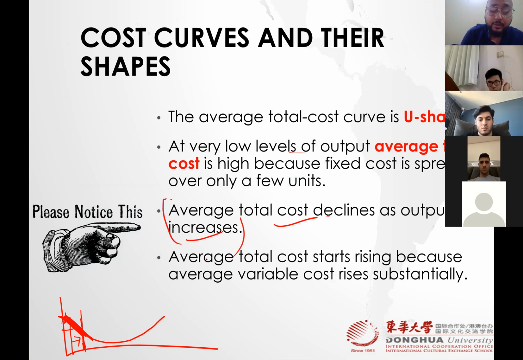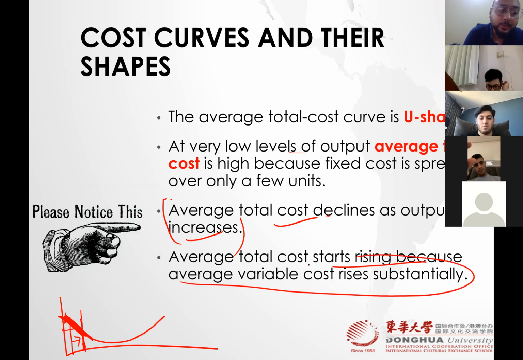So this is a very important concept. I call it the miracle or marvel of average total cost. How? Because you are producing more and your cost is declining. Amazing, right? The layman concept is you produce more, you have more cost. But this is an amazing concept. You are producing more, your costs start declining. Then average total cost starts rising because average variable cost is rising substantially. So after some point, when you have large production, you see its costs start increasing.